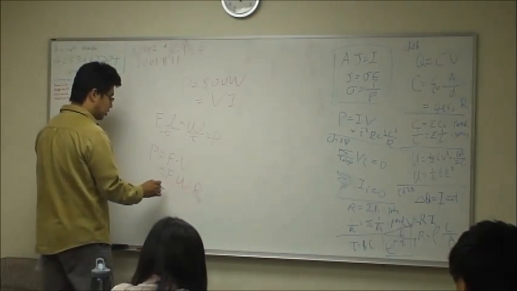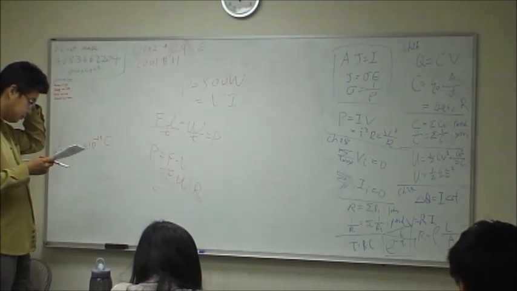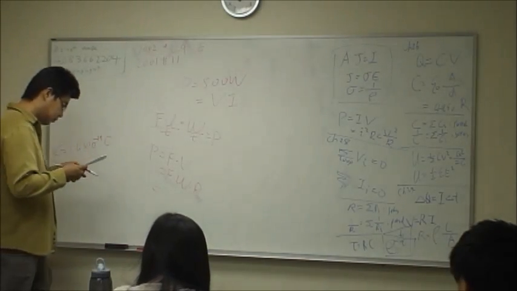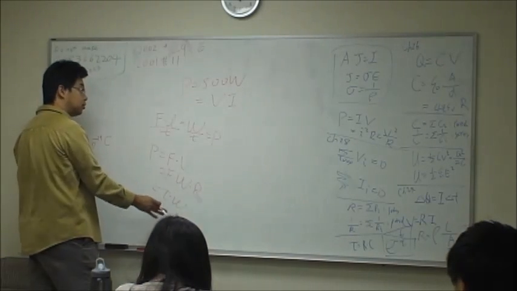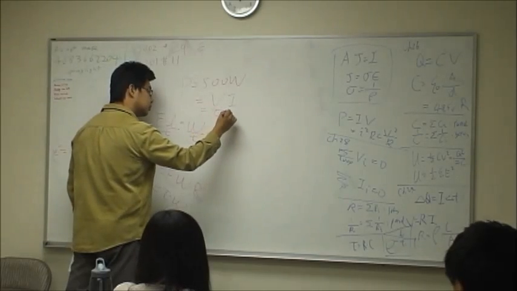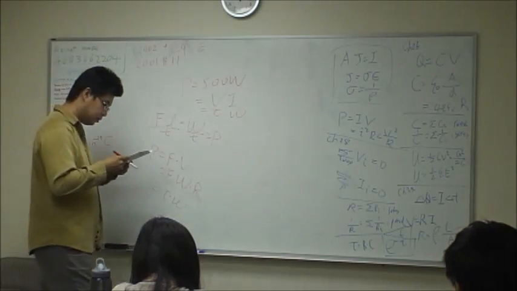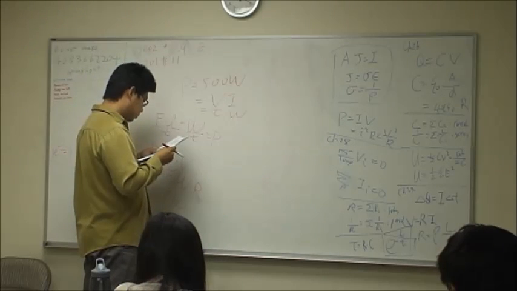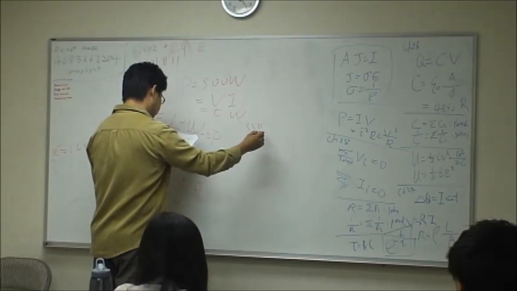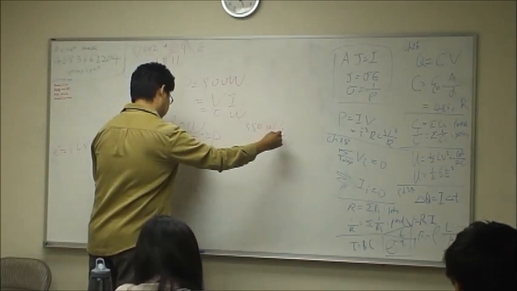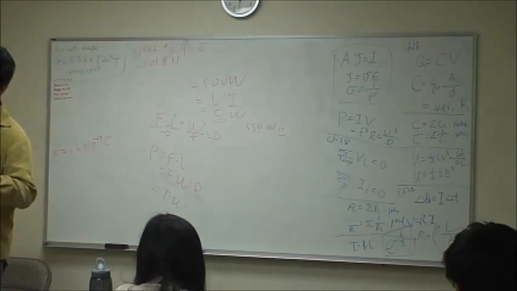F times R is what? It's the torque they talk about, right? So it's tau times omega. Okay? So P is equal to this. Right now we can put everything in. In terms of omega, this is 350 radian per second. And then they ask about the tau, so it's 1.4. Okay, so the answer is B.